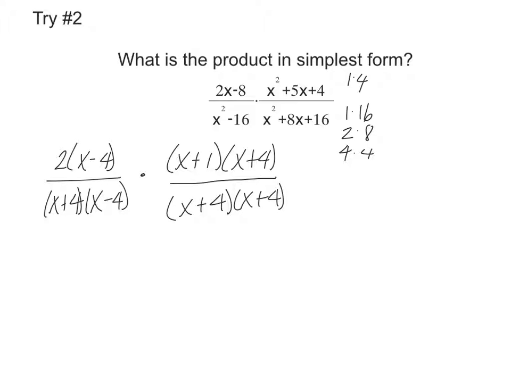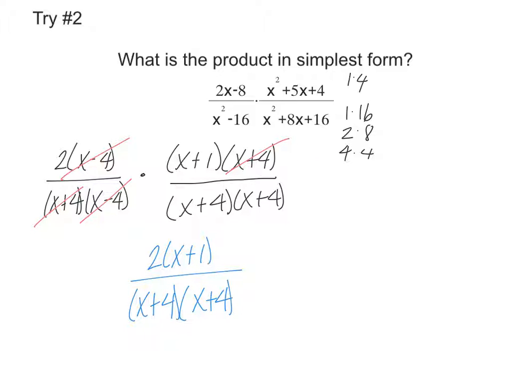All right, so diagonally, we have x plus 4 to cancel. And vertically, I see there's an x minus 4 to cancel. So we are left with, in the numerator, 2 times x plus 1 over x plus 4 times x plus 4. And that will be our final answer.